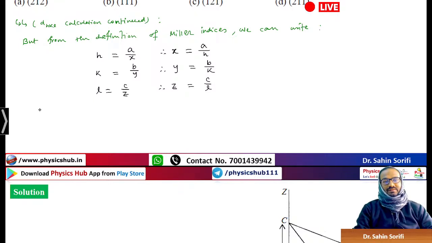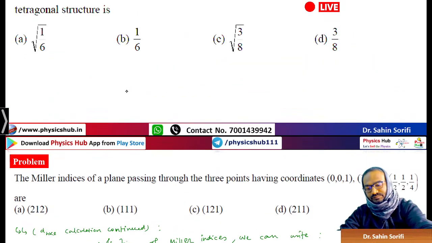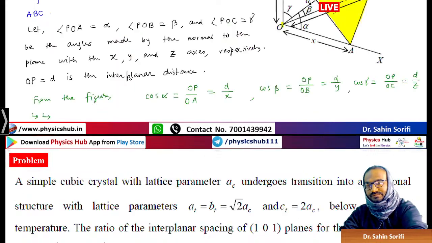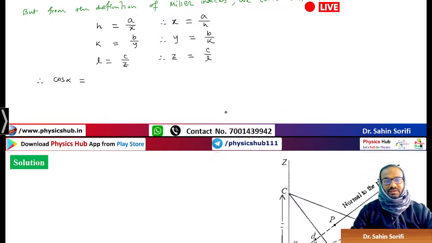And as a result of that, we can write the value of cos alpha, which was equal to OP by OA. So D by, what was this value? OP by OA. This was D by X. X value we have got. So D by X. So D by A by H.